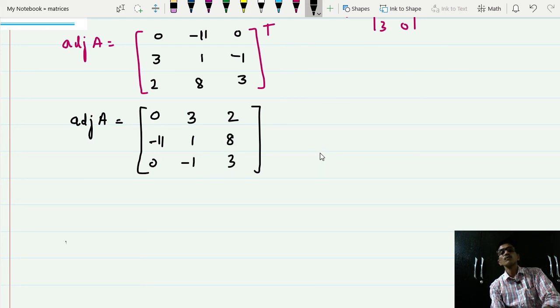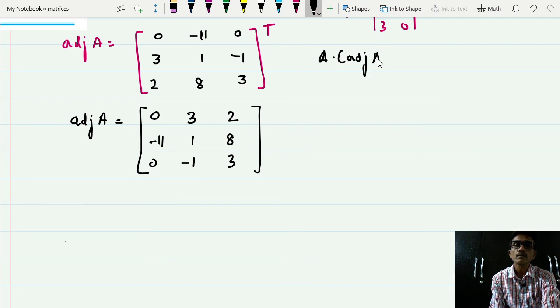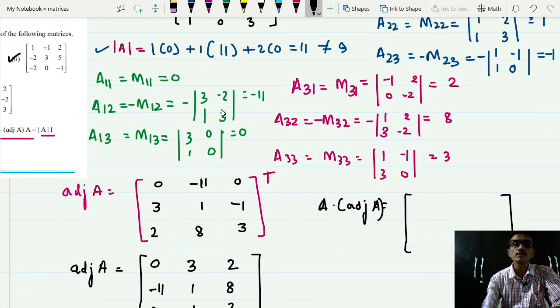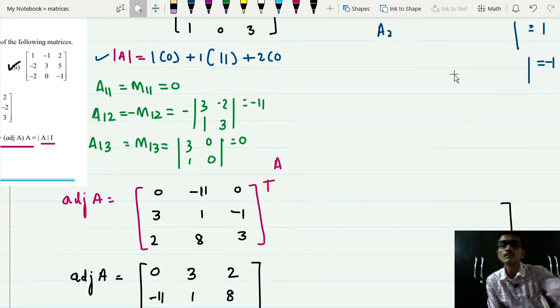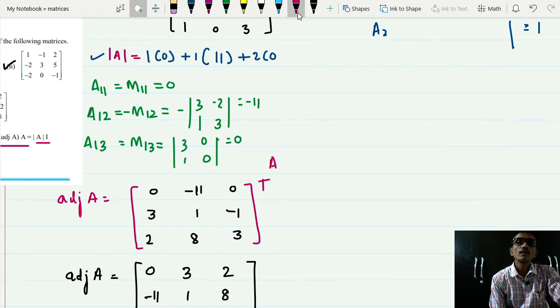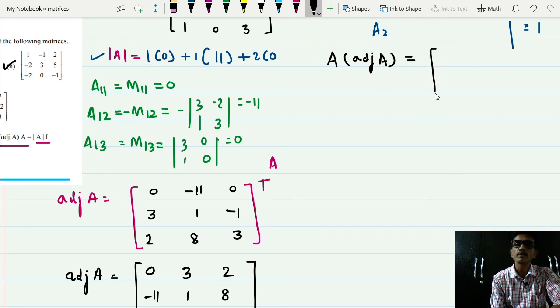This is the adjoint. What do you have to show next? A into adjoint of A, you have to find this multiplication. So A into adjoint of A, the multiplication we have to find. So let us write this. We will write A first. So here, A into adjoint of A, that is equal to, what is our matrix A? Let us do the multiplication. See, this is our matrix A.